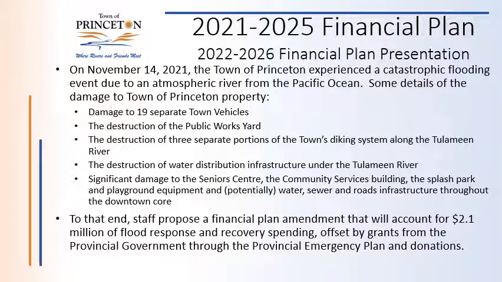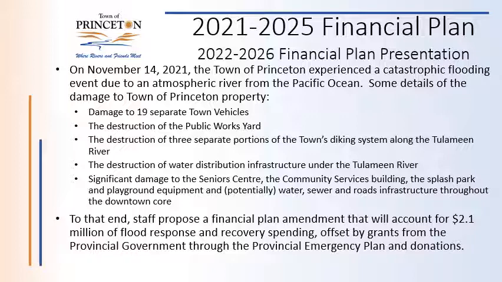There were 3 separate portions of the town diking system that were damaged. We've already explained how that worked. There was also destruction of the water distribution infrastructure under the Tulameen River. We had 4 distribution lines along the Tulameen River that were all churned up when the flooding event came through, and they required repair before we could distribute water to the north side of the river. In addition, not only under the Tulameen River, but our water distribution infrastructure was damaged throughout the municipality. About half of our municipality remains under a boil water advisory.